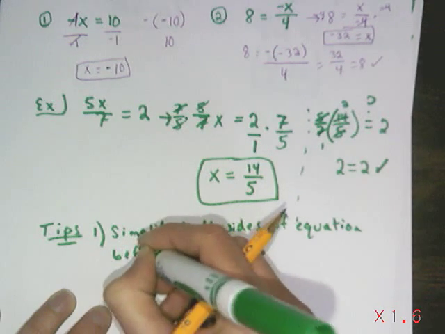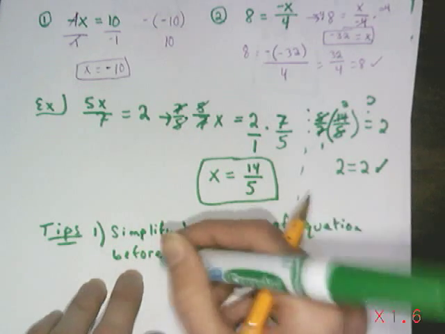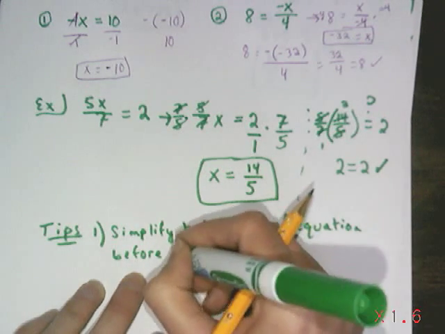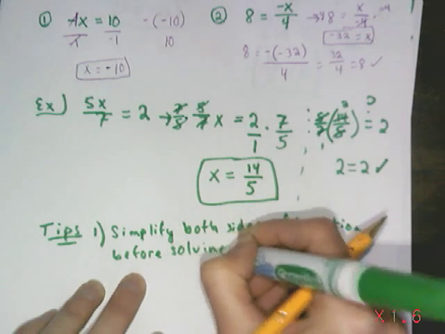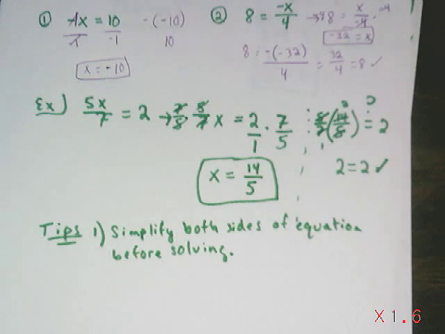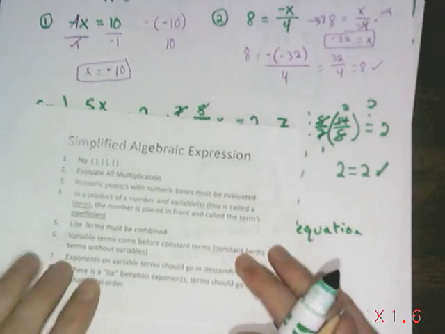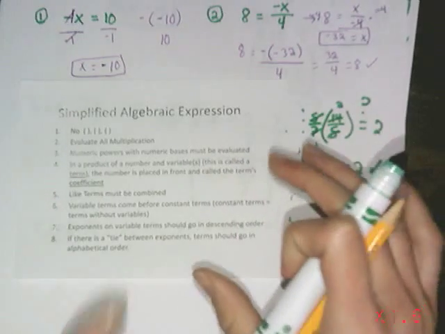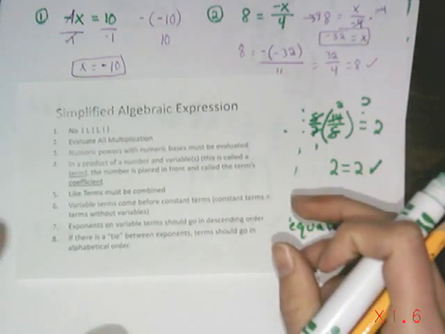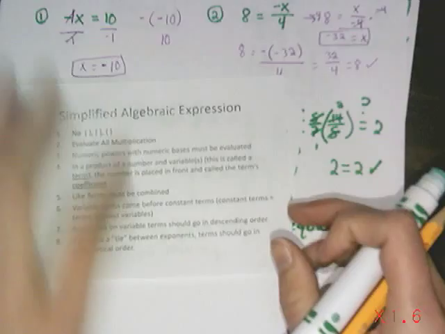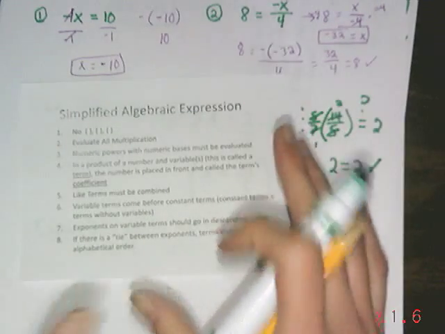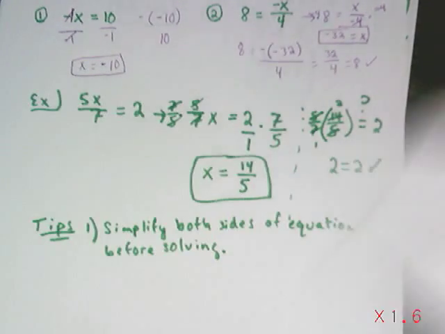And there are 8 different rules that have to be met in order for you to say that a side is simplified. So this little sheet, all 8 of these, you have to keep in mind what it takes to be simplified. It's the ordering, it's the combining like terms, it's all of these things. If you simplify both sides first, you can save yourself a lot of work in solving.